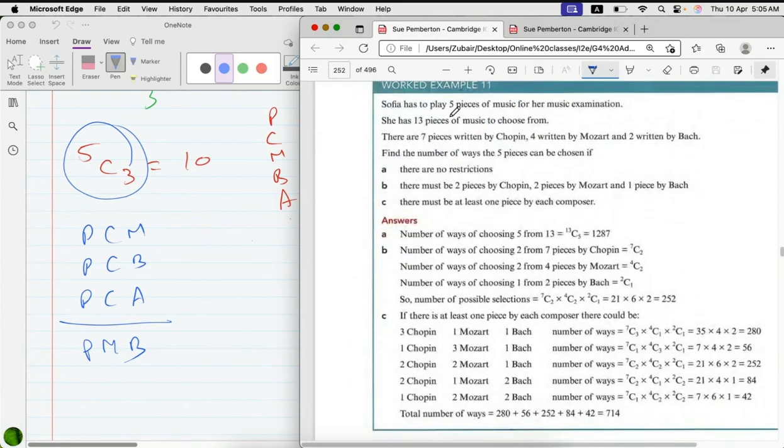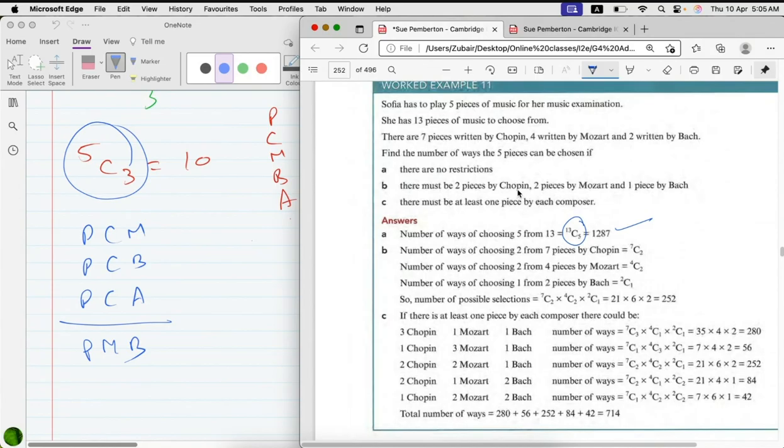Sophia has to play 5 pieces of music for her music examination. She has 13 pieces of music to choose from. There are 7 pieces written by Chopin, 4 by Mozart, and 2 by Bach. Find the number of ways 5 pieces can be chosen if there are no restrictions. No restriction, nothing. So straight away, 5 out of those 13, and we get 1287.